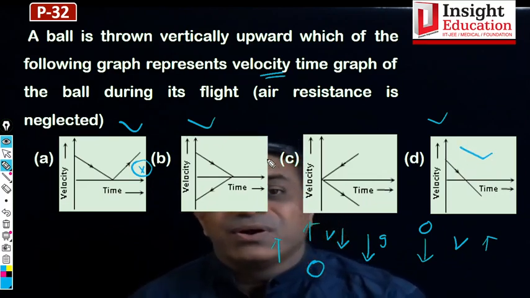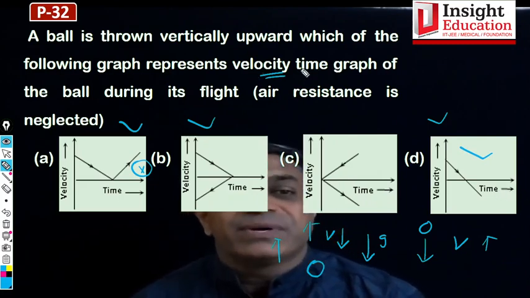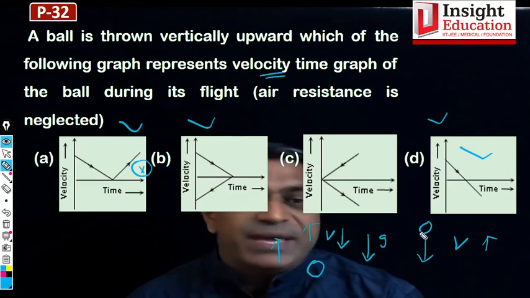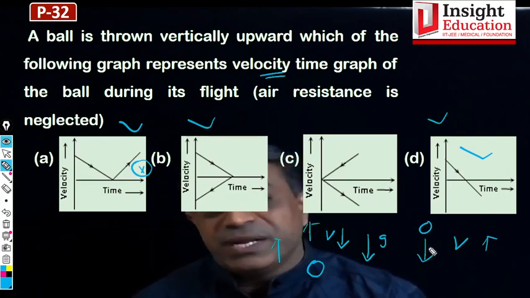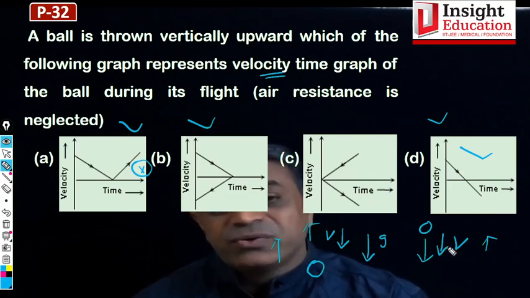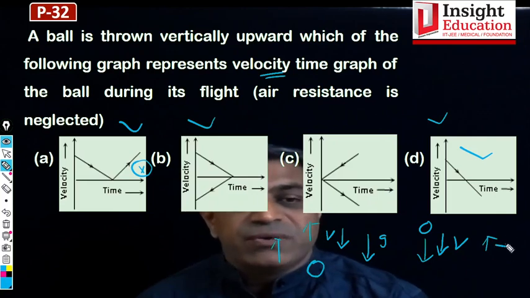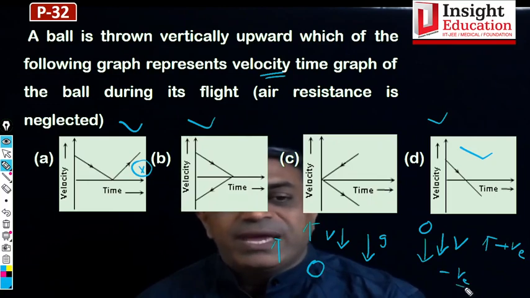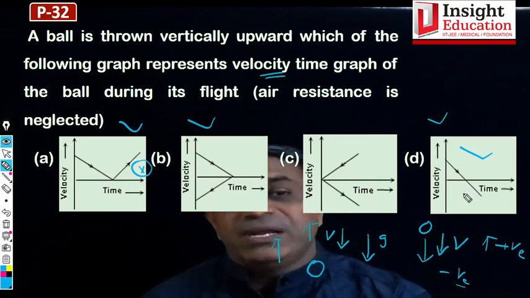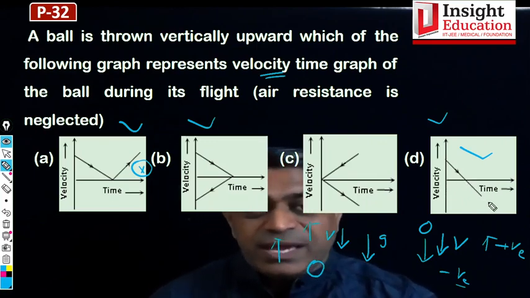Why? Because it is a velocity-time graph. If it were a speed-time graph, then speed increases. But here velocity is in the downward direction. We have considered the upward direction positive, so the downward direction should be negative. So velocity is negative. Velocity increases but in the negative direction. You can see the value increases but it is in the negative direction.